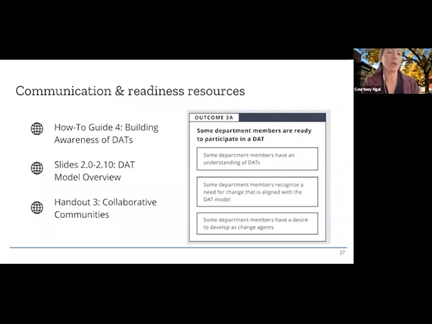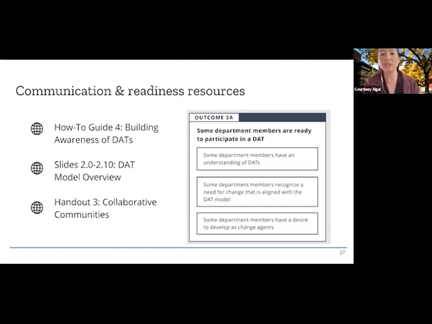Some resources that go along with initiating communication and assessing readiness include a how-to guide on building awareness of DATs, and slides that outline or provide an overview of the DAT model. You can use these within a departmental meeting, or for your own information. We also have a handout that talks about collaborative communities that can help you articulate the differences between the DAT and a typical department committee or another working group, such as a faculty learning community.